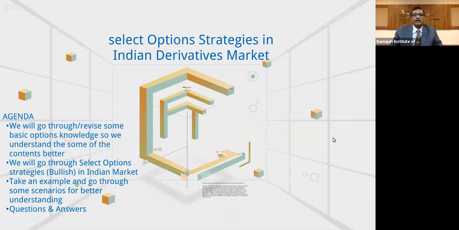Interestingly, we are in times of a highly volatile Indian market, and we will go through some select strategies, particularly bullish ones in the Indian market. We'll take some examples and go through some scenarios for a better understanding of how to make the best of this current volatile market. What should an investor, short-term investor or trader do in this market? And of course, we'll follow up with questions and answers.